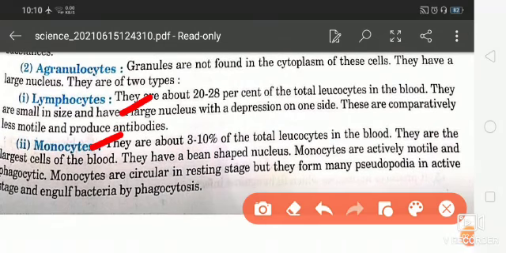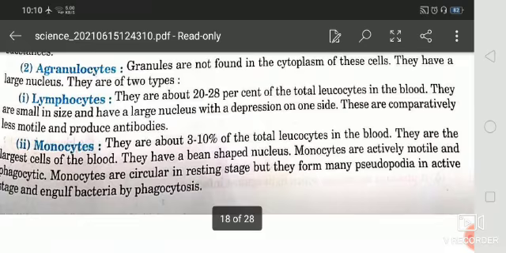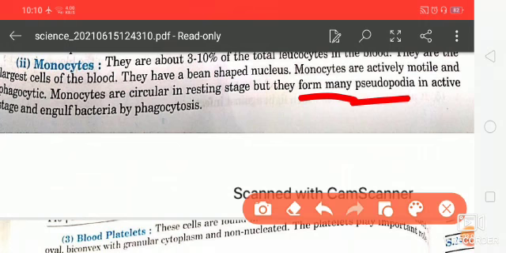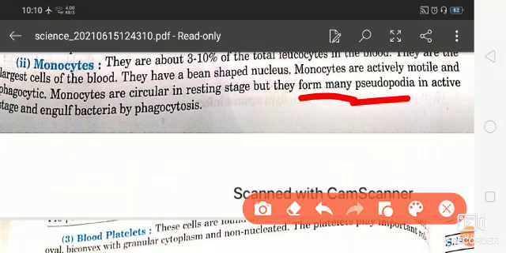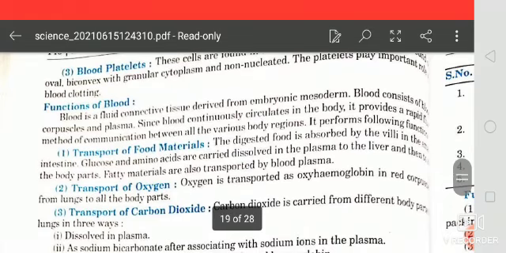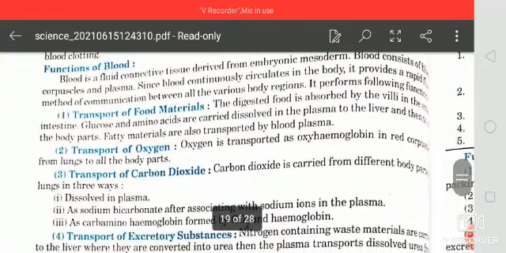Okay. And students, you know that monocytes have a bean shaped nucleus, and monocytes are actively motile and used for phagocytosis. Monocytes are circular in resting stage, but they form many pseudopodia in active stage and engulf bacteria by phagocytosis. So monocytes are very important. Platelets are used for the coagulation of the blood.